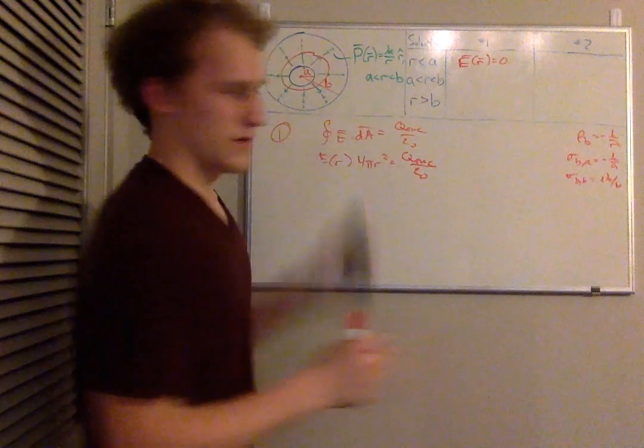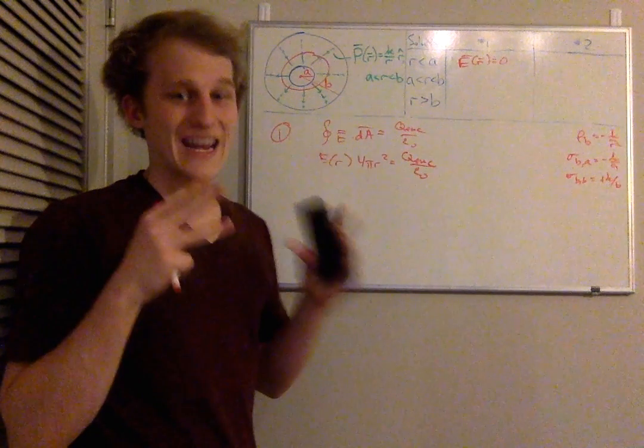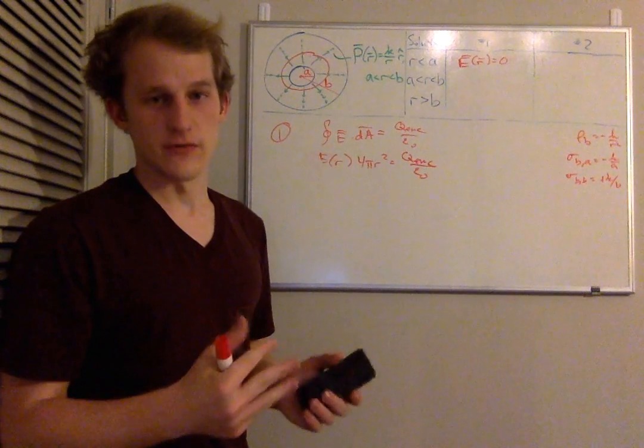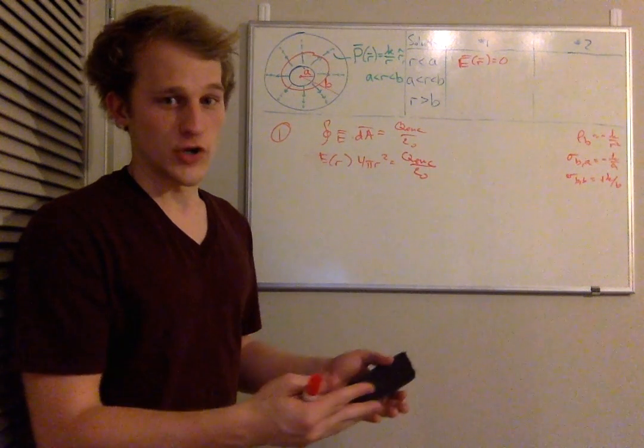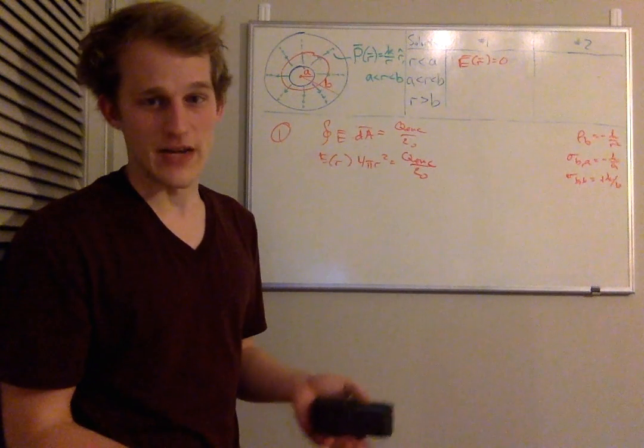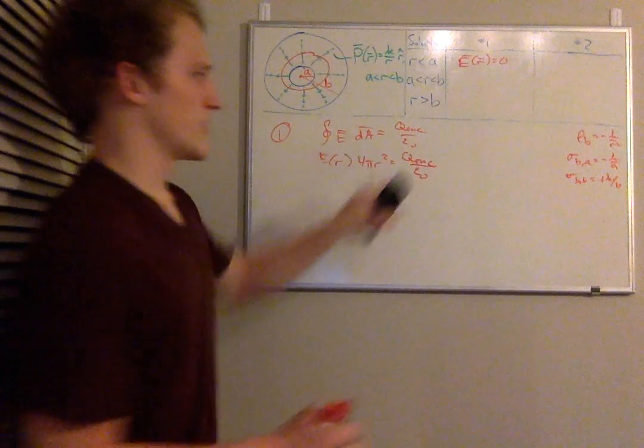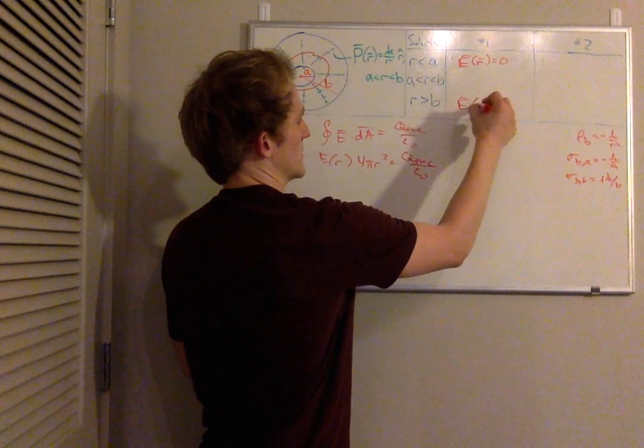For r greater than b, again, the net charge of this shell is 0 because there are no free charges in the problem. The shell does not have a net charge. So that also implies that the electric field outside is 0.